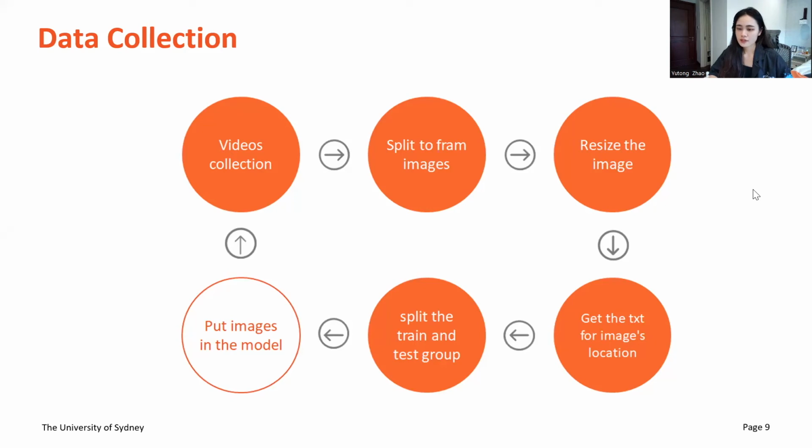Then the TXT of each image's preservation path is extracted in the fourth step, which is convenient for subsequent images reading when the model runs. The next step is to divide each dataset into many groups, including a training group for training the model and a test group for performance evaluation. The last step is to put the images into the model.